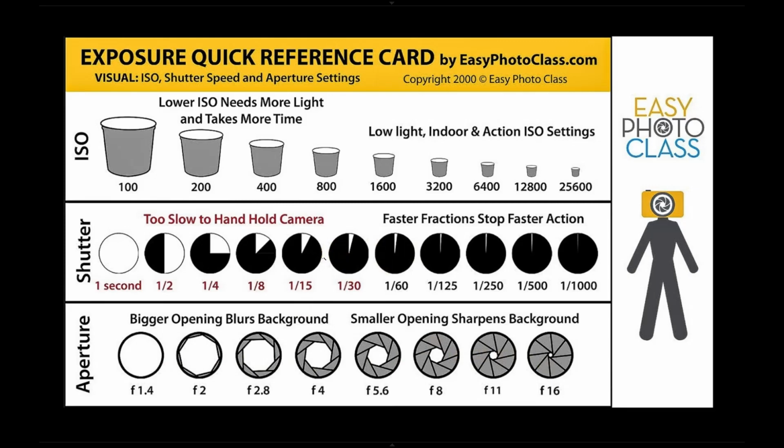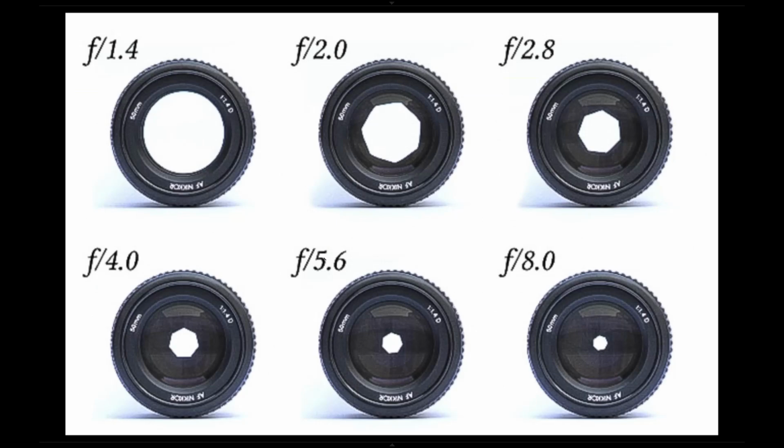So let's now have a little closer look at why we would use different settings, starting with the aperture on the lens. And this is another diagram indicating the different sizes of aperture. Well, what does aperture do? Aperture controls how much of the image appears to be in focus.